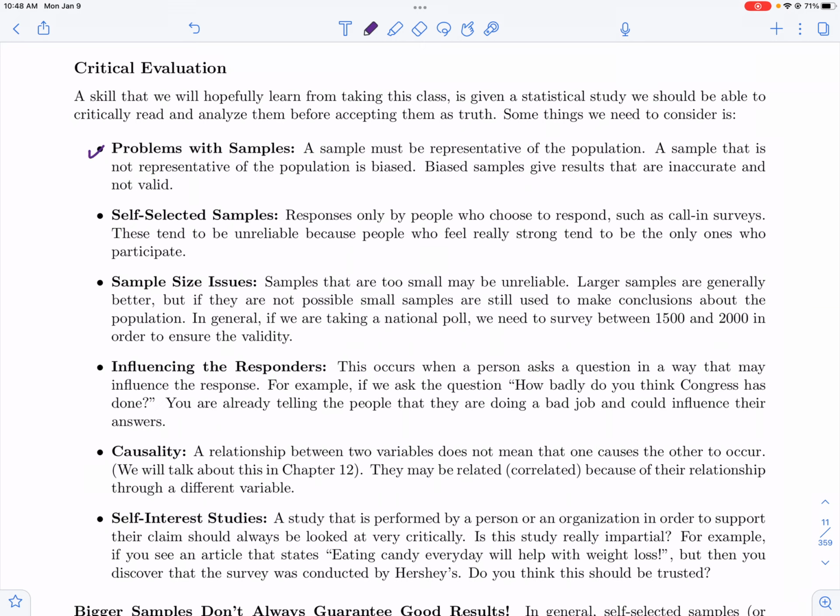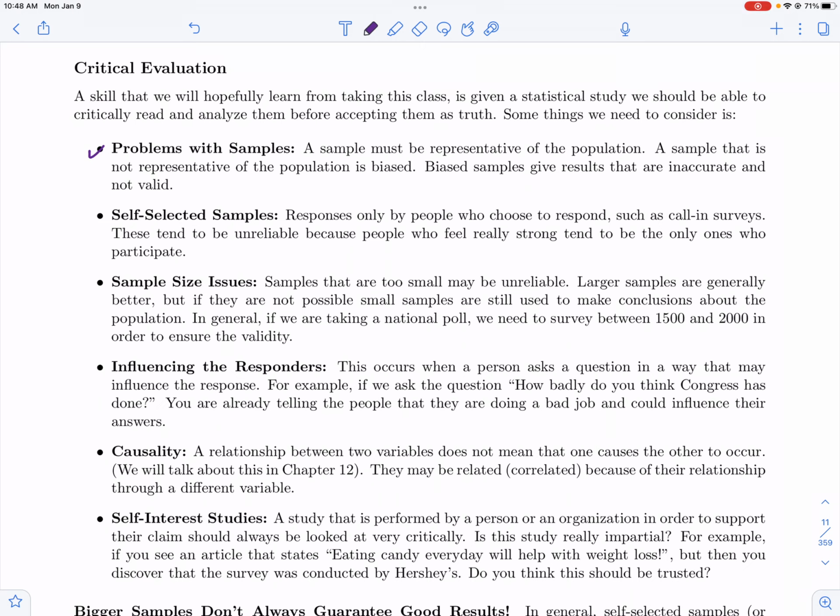So we want to make sure that our sample is random, representative, no bias, anything like that. That's going to be the best way to ensure our sample data is going to mirror what we're interested in with our population.